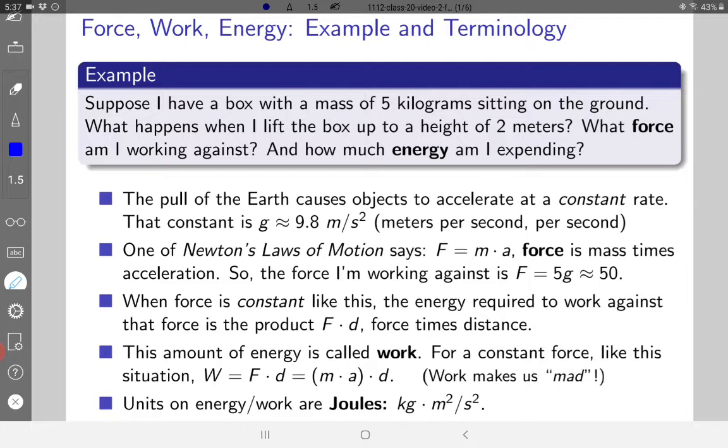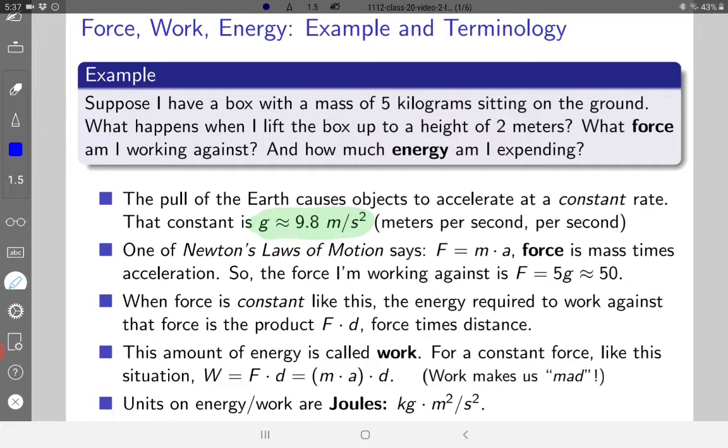Well, we know that the gravitational pull of the Earth causes objects to accelerate at a constant rate, and that's what this g value of 9.8 meters per second squared is. That 9.8 value is measured experimentally. It's not exactly that. I'm rounding off a little bit. And the units of meters per second squared comes from acceleration being the rate of change of velocity. This means if I drop an object and the Earth pulls it downwards, it will increase its speed downwards by 9.8 meters per second every second.